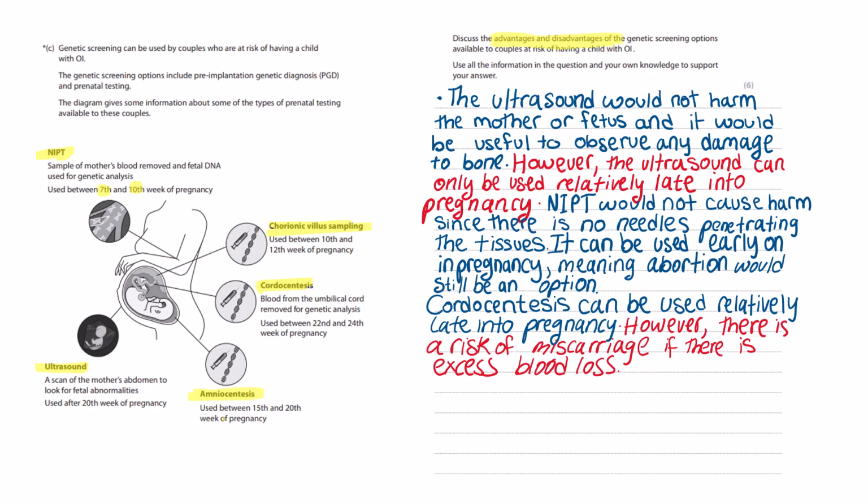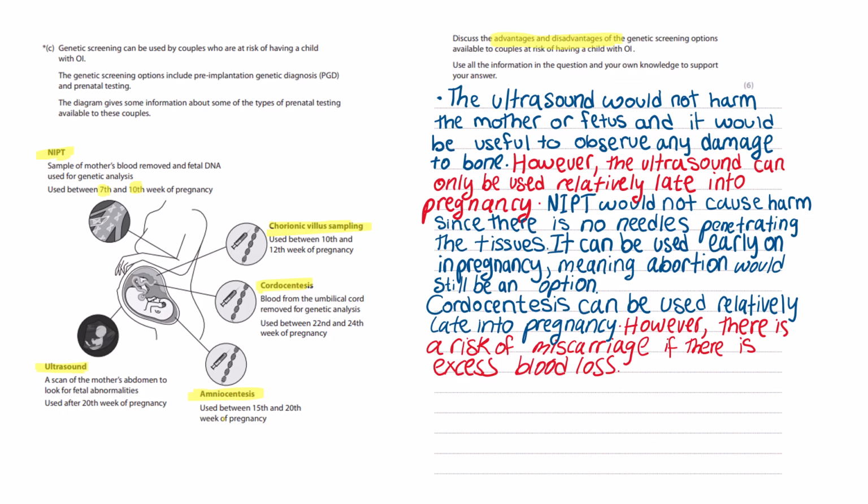We have chordocentesis, where blood from the umbilical cord is removed and then it goes through the process of genetic analysis. And then we have amniocentesis, which is used between the 15th and the 20th weeks of pregnancy. However, this involves taking samples from the amniotic fluid, which may rupture the amniotic sac, therefore leading to a miscarriage. Okay, so discuss the advantages and disadvantages of the genetic screening options available to couples at risk of having a child with OI. Use all the information in the question and your own knowledge to support your answer.